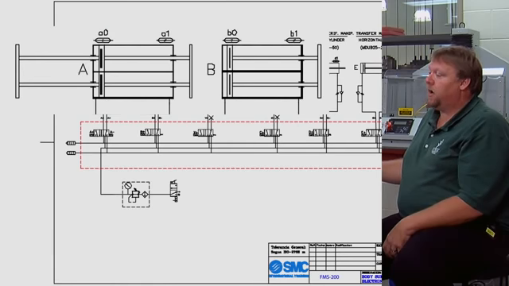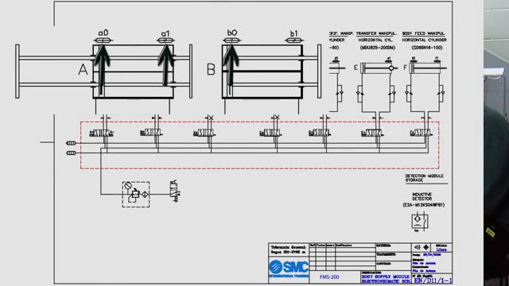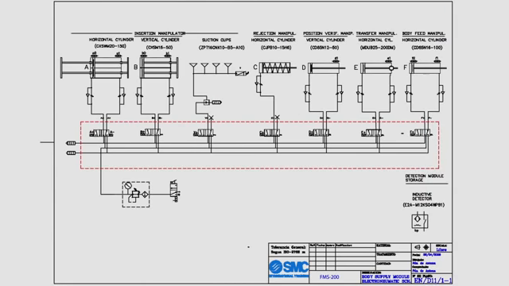So here on the horizontal cylinder, we have extend and we have retract. On our vertical cylinder, we have the same. We have extend and we have retract. Okay, on our suction cups, we have a vacuum generator over here, which will then trigger our vacuum switch.